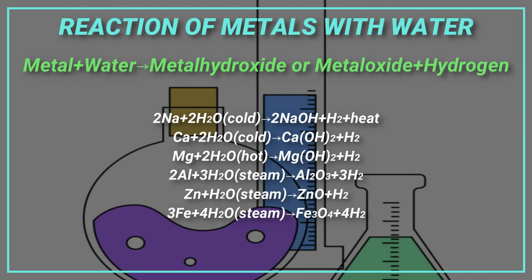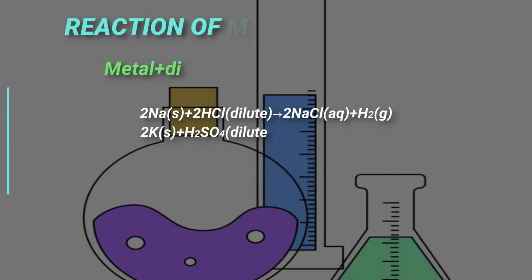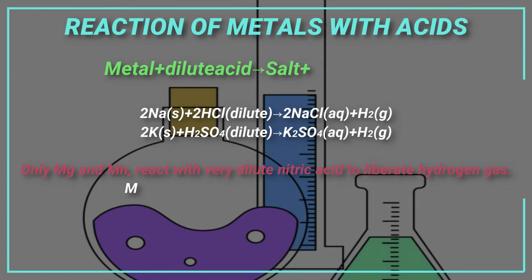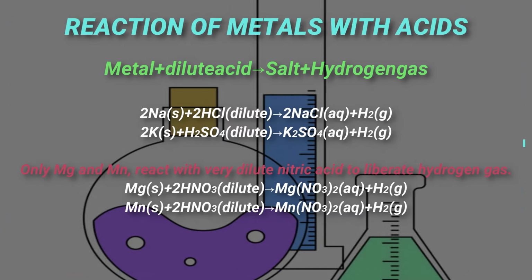Reaction of metals with water. Metal and water give metal hydroxide or metal oxide and hydrogen. Next, reaction of metals with acid. Metal and dilute acid give salt and hydrogen gas. Only magnesium and manganese react with very dilute nitric acid to liberate hydrogen gas.